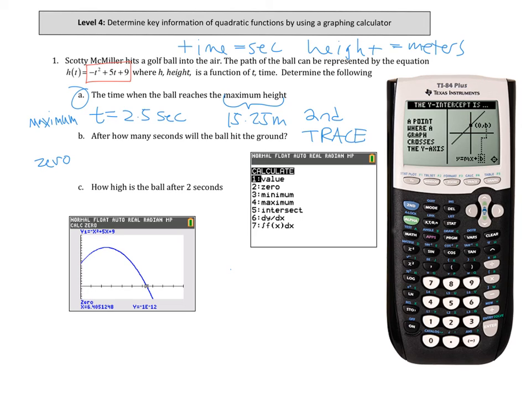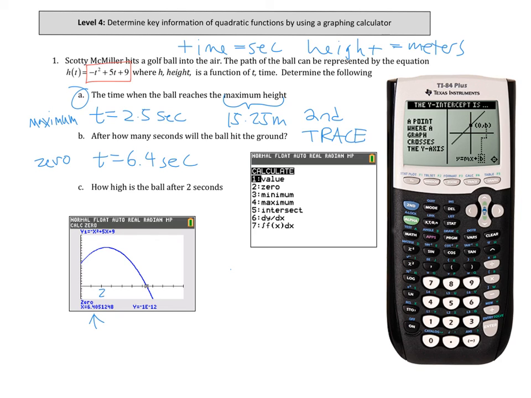So after how many seconds will the ball hit the ground? Well, the time is the x-coordinate, so that would be t equals 6.4 seconds approximately. And then for the last part, we're trying to find how high the ball is after 2 seconds.